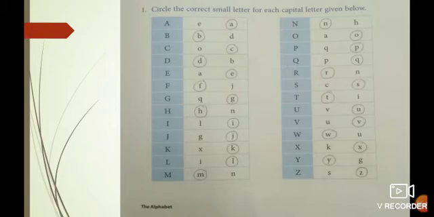Everywhere, 2 small letters are there. One is correct and one is wrong. You have to circle the correct small letter according to the capital letter. Listen once more. We have to circle the correct small letter according to the capital letter. See, first box, capital A is given. So I have circled small a. In the same way, capital B is given. I have circled small b. In the same way, you have to do till Z. Okay, children, do it carefully.